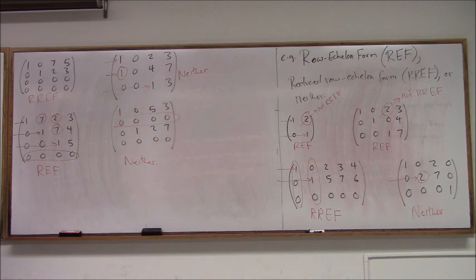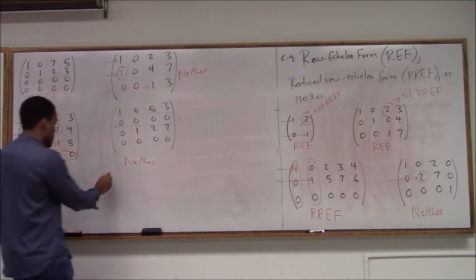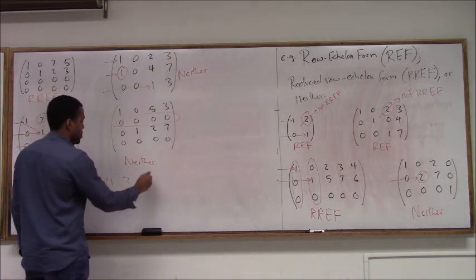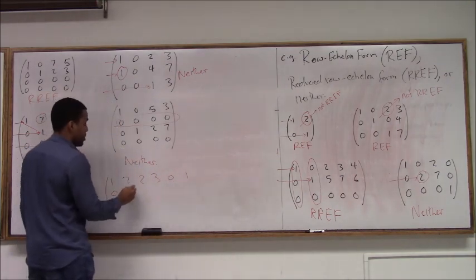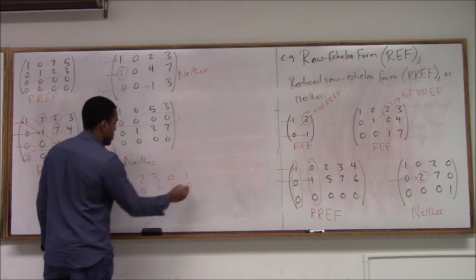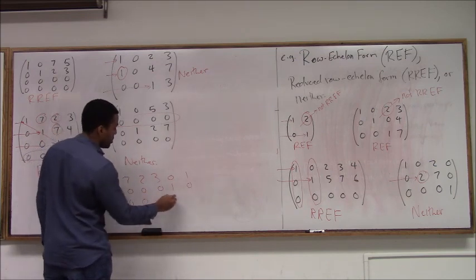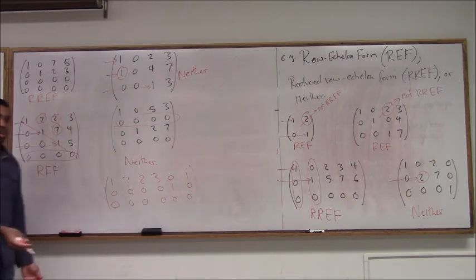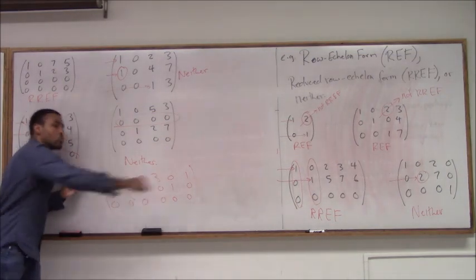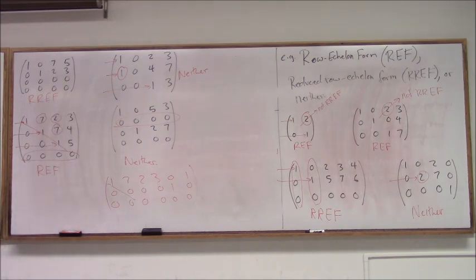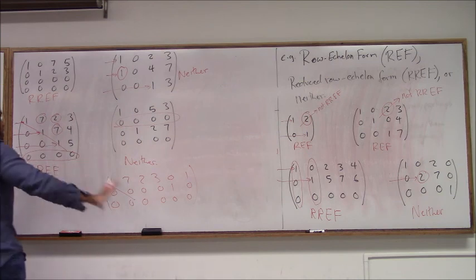And in these examples, my pivots lie on the diagonal, but they don't have to, as long as each is to the right. So I could have had something like 1, 7, 2, 3, 0, 1, 0, 0, 0, 0, 1, 0, 0, 0, 0, 0, 0, 0. And that's also reduced row echelon form, right? So the pivot doesn't have to be right beside it, it just needs to be to the right. It doesn't have to lie directly on the diagonal, but there should be some sort of cascading in that direction.